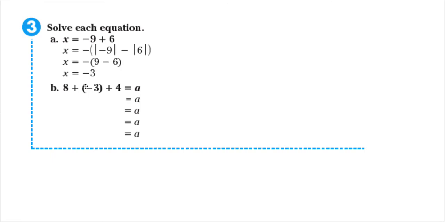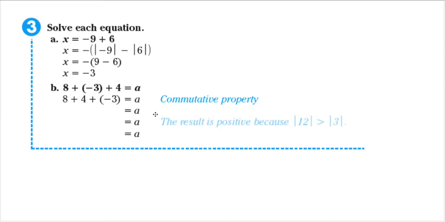Okay, part B, let's solve 8 plus negative 3 plus 4. Using what we call the commutative property of addition, we can have 8 plus 4 plus negative 3. Then we add 8 and 4. We now have 12 plus negative 3. The result is positive because the absolute value of 12 is greater than the absolute value of 3, and that's why the answer would be 9.